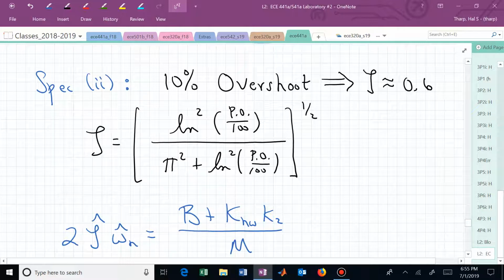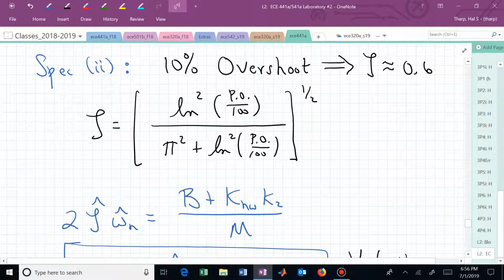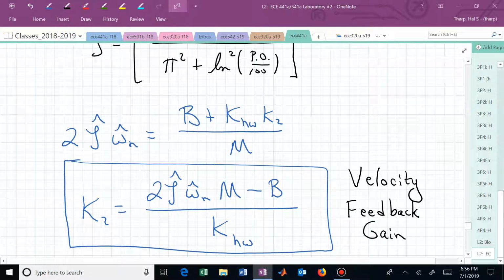Now we need the damping term, which is 2 zeta hat omega sub n hat. I'm hatting those to remind you that those are not the original system's zeta and omega sub n. These are the new ones that we're trying to achieve. We want these new system behaviors of damping ratio and natural frequency to be influenced by the velocity feedback term in this particular case. The 2 zeta hat omega sub n hat will then be b plus k hardware k2 over m. We solve that for k sub 2, and that now produces our velocity feedback gain.